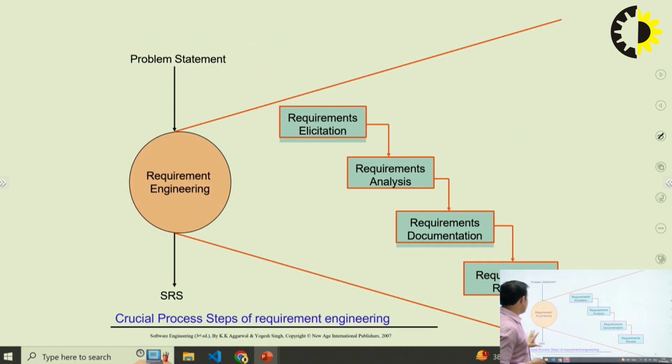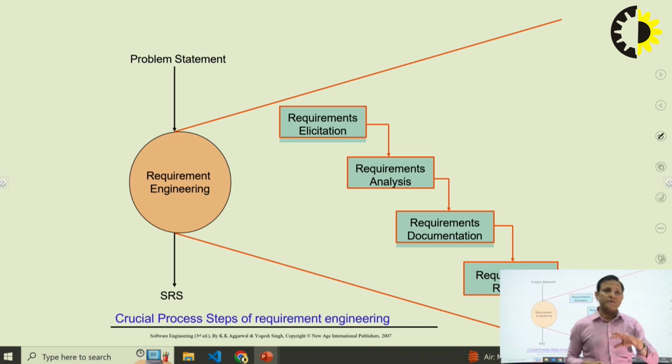So, the problem statement: why do we do requirement engineering? The following are the main things which we discuss in requirement engineering. First is elicitation. Requirement analysis comes after requirement elicitation. We do the feasibility study as well. Then we do the requirement documentation, then the requirement review. These are the crucial process steps of requirement engineering. And after this, we generate the software requirement specification document.